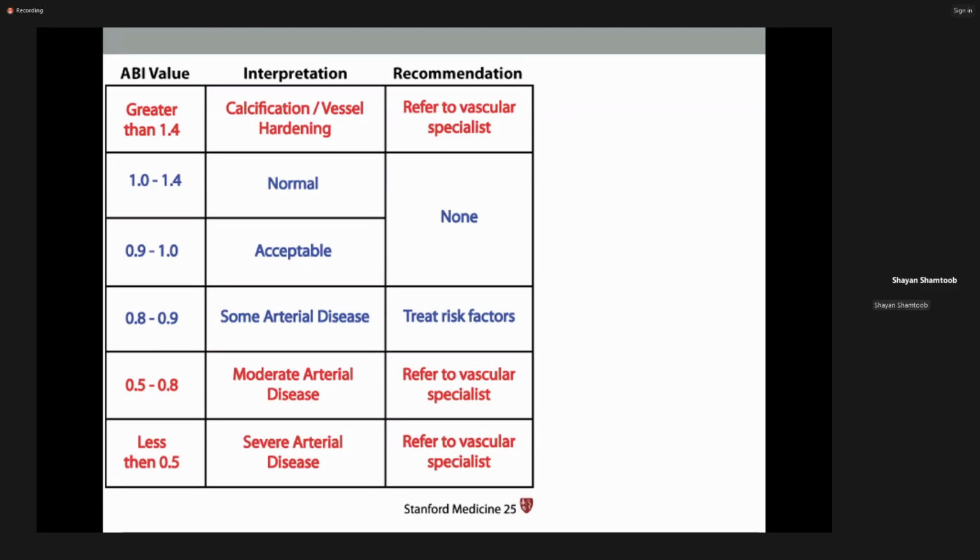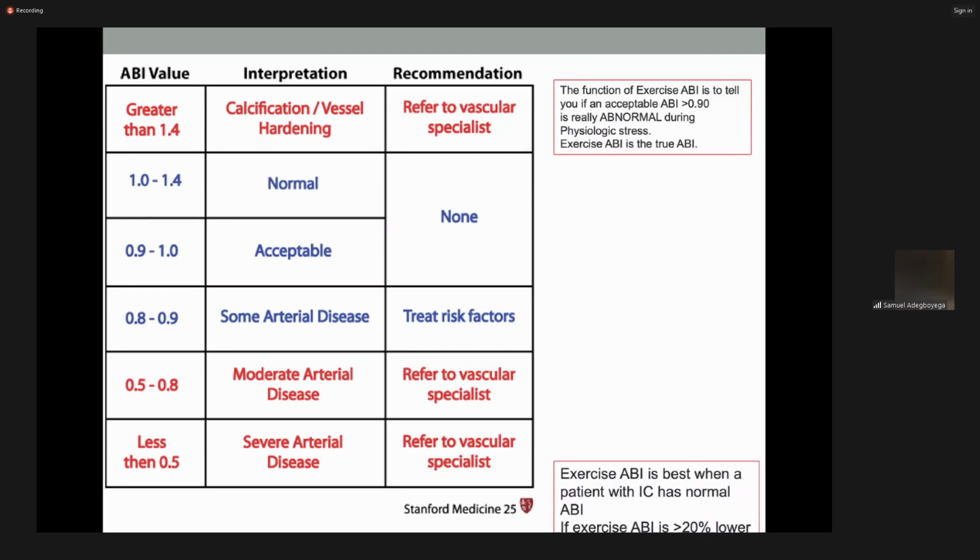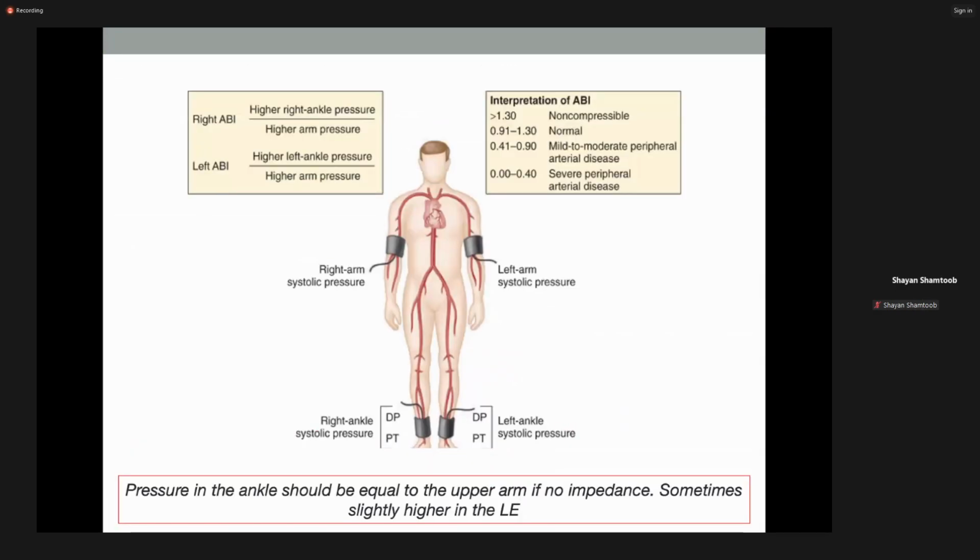Yes. Okay, good. What about a patient that's got an ABI of 0.5? Should I order exercise ABI on this patient? No. Why not? Because they have moderate arterial disease. Right. The reason why you want to do exercise ABI is that it's going to tell you your physiologic or true ABI, meaning what's a true ABI when a patient is walking around. So that's good. Excellent. So you got that.